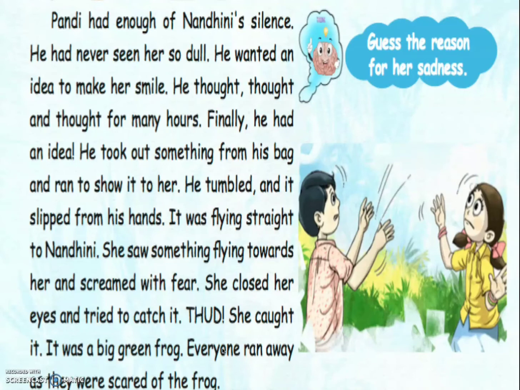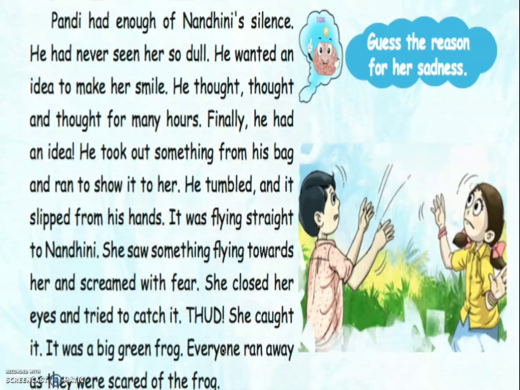Okay, finally he got an idea. He took out something from his bag and ran to show it to her. So he took something out from his bag and ran to show it to Nandini. He tripped and it slipped from his hand. While he was running, he tripped and the thing he was carrying slipped from his hand and flew straight toward Nandini.